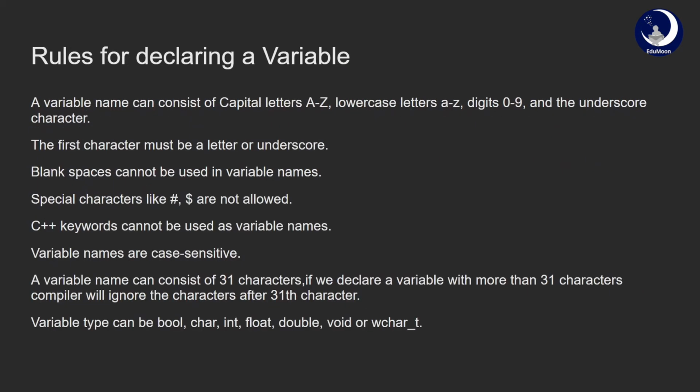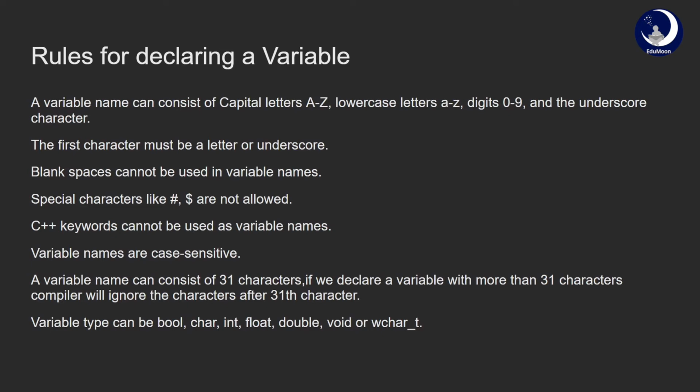Now let's look at the rules for declaring a variable. A variable name can consist of capital letters, lowercase letters, digits, and an underscore. Here underscore is the only special character that is allowed during a variable declaration. The first character must always be a letter or an underscore. It cannot be a digit. Blank spaces cannot be used in a variable name. That is, a variable name should be continuous.